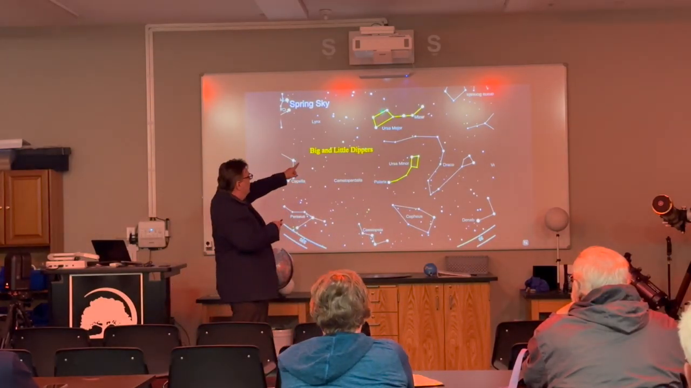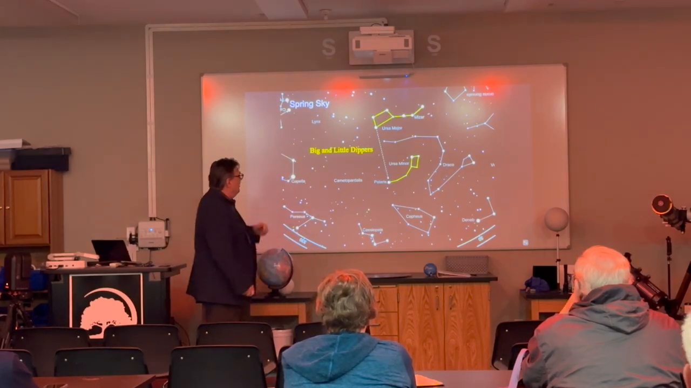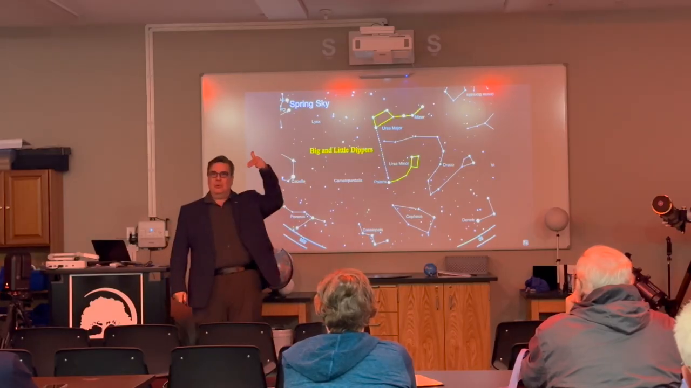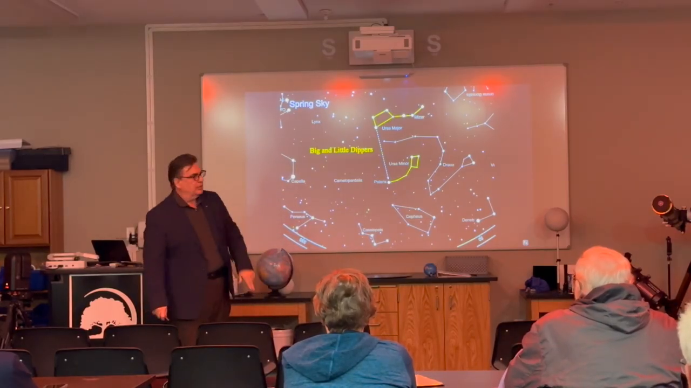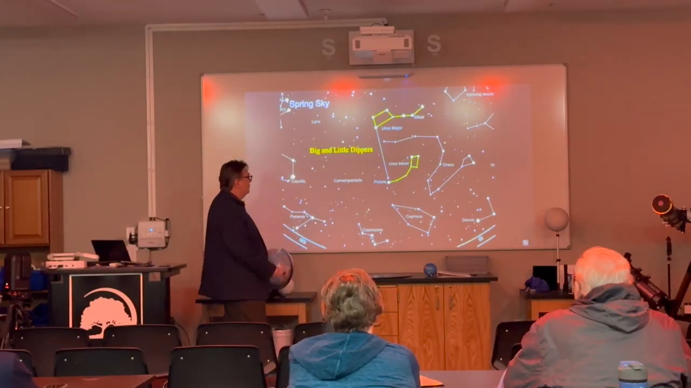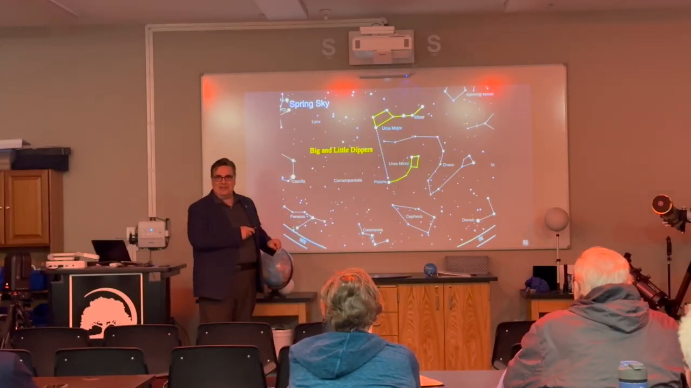But it will always be somewhere in the north. And if you use these two stars right here in the cup of the Big Dipper, these are known as the pointer stars. They will point you right to the North Star Polaris. Polaris is then in the end of the handle of the Little Dipper.